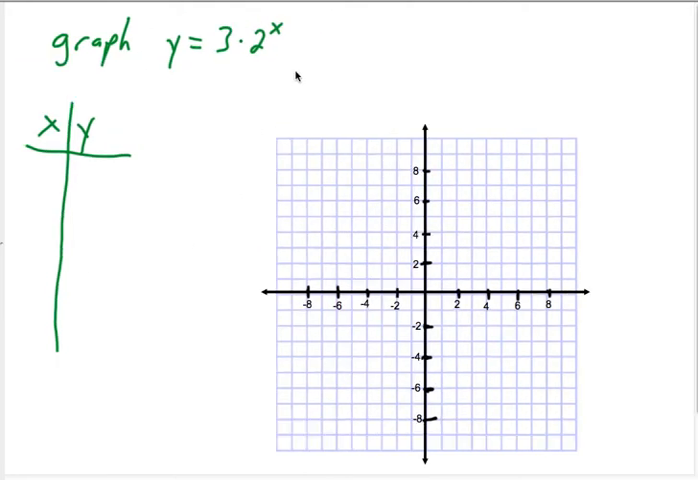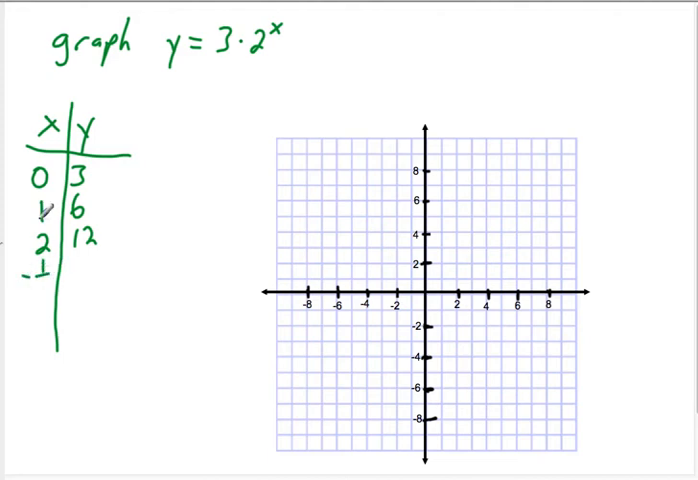All right. So when x is 0, we have 3, because 1 times 3. When x is 1, we're going to have 6. When x is 2, we're going to have 12. So that's probably off the graph already.